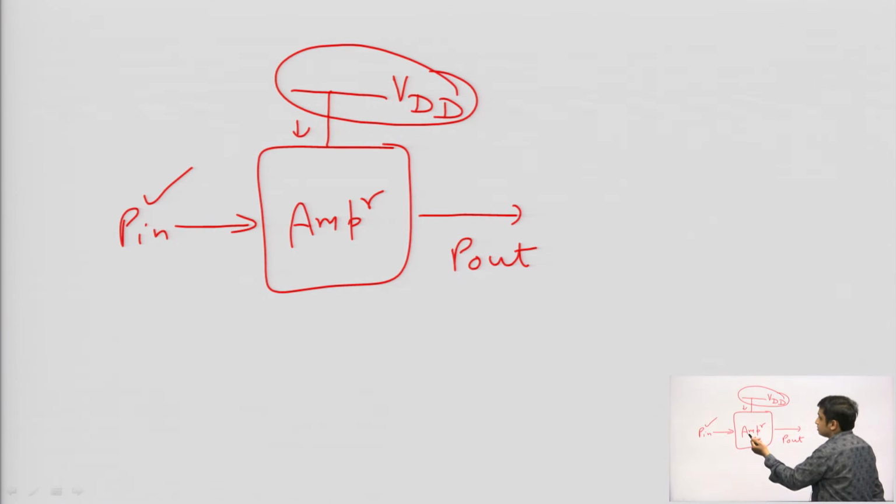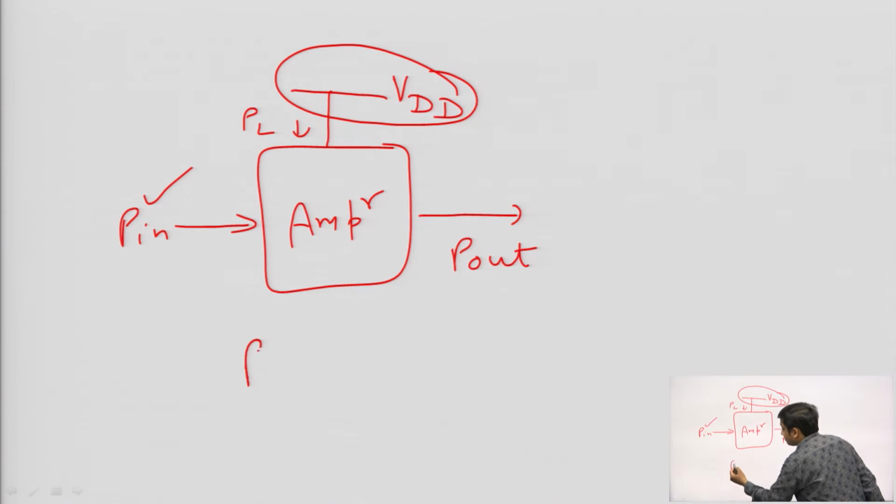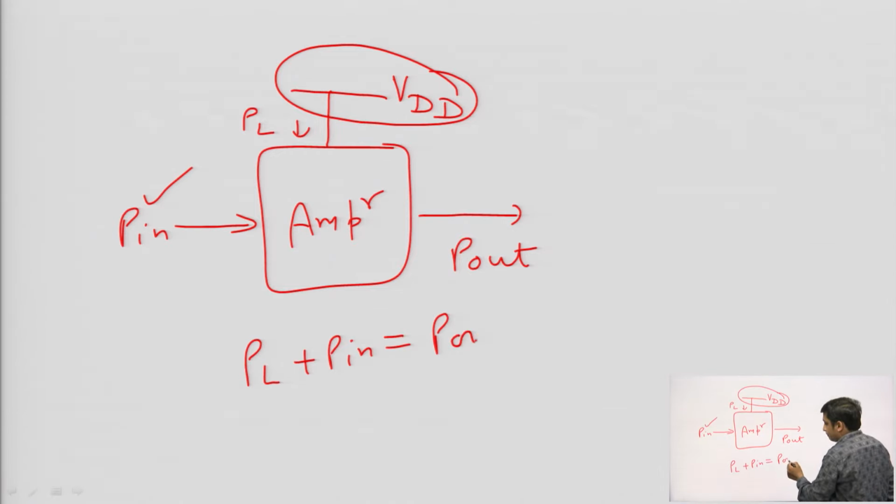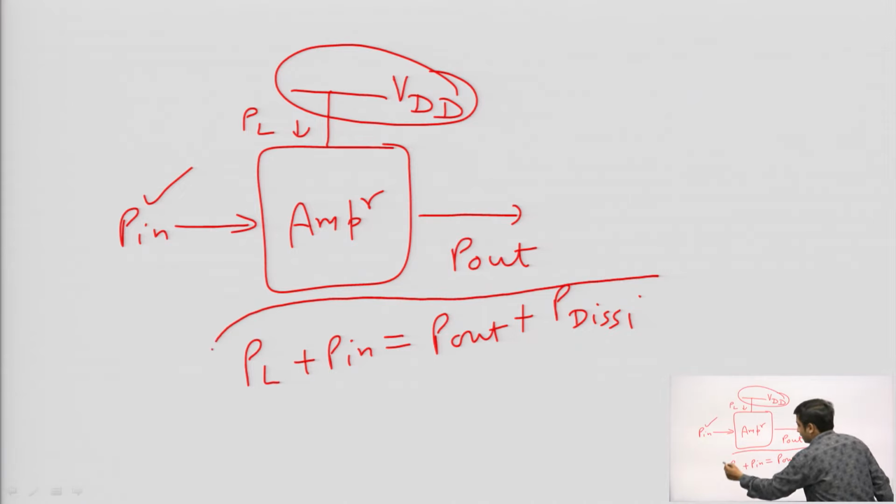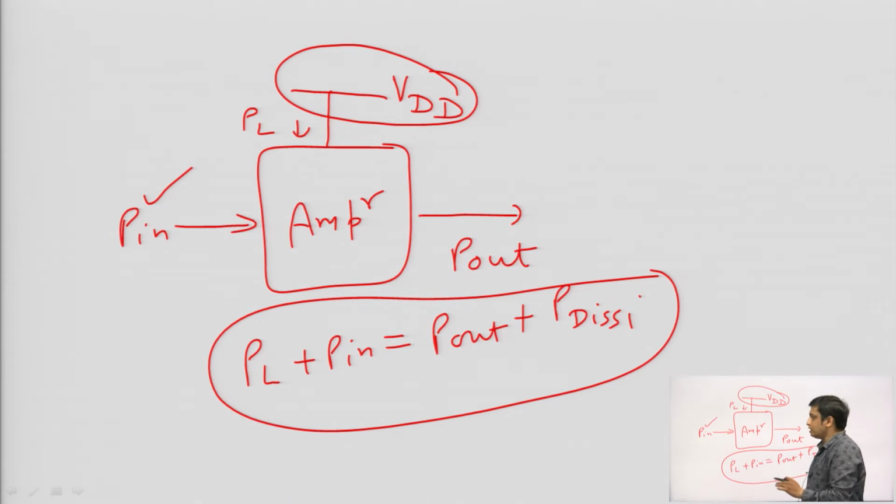Fine. So if the power drawn from the supply is PL, then the total power taken by the amplifier will be PL plus P in, and of course it will be equal to your P out plus, obviously, some power that will be lost inside the amplifier, that is the dissipated power. So this equation will be balanced. Actually your input signal strength is increased, obviously conservation of energy is applied, and that equation is balanced with the help of this battery. So the amplifier amplifies the power.